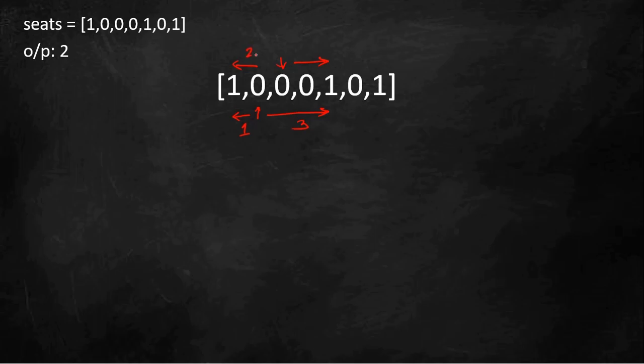Here the distance is 2, and here also the distance is 2. So in both the left and right cases, the closest person is 2 away, so the max value is 2 here. If I place Alex here, this will be 1 and this will be 1, so the closest person is 1. Out of all of these, the max is 2.